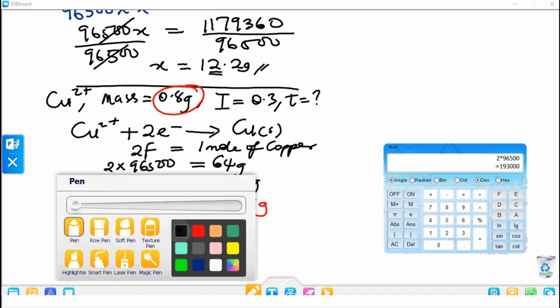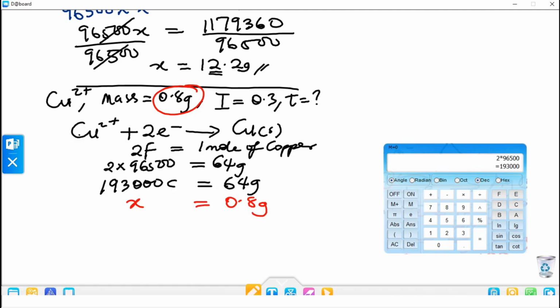So when we cross multiply, we have 64x is equal to 0.8 times 193,000. So our calculator is already there, so we just multiply 193,000 times 0.8, and that gives us 154,400.